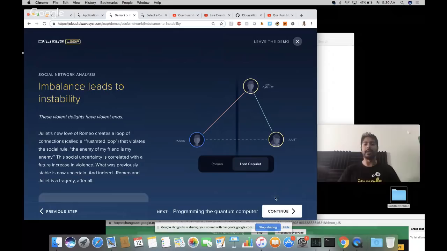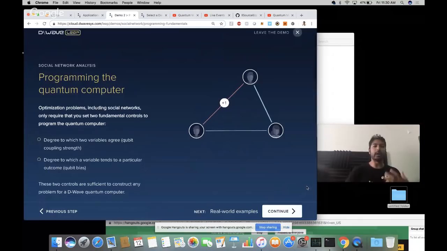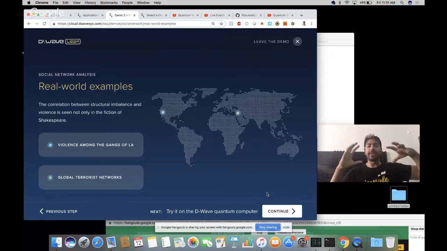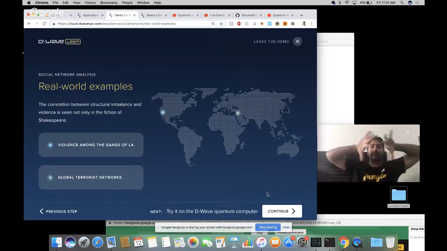The way we would do this in a quantum computer is we would set the degree to which two variables agree, and that's the qubit's coupling strength, and then the degree to which a variable tends to a particular outcome, and that is the bias. We're going to look at this programmatically in a second. But basically, we can rearrange that graph such that there is no enemy connection across the river, and the graph is, in fact, balanced again. And we can use a quantum algorithm to do this.